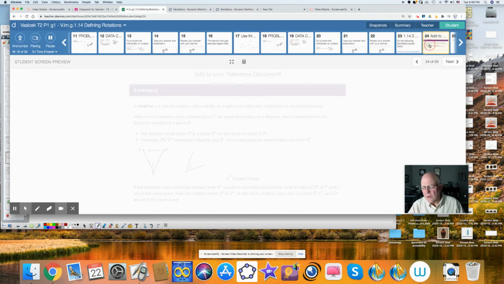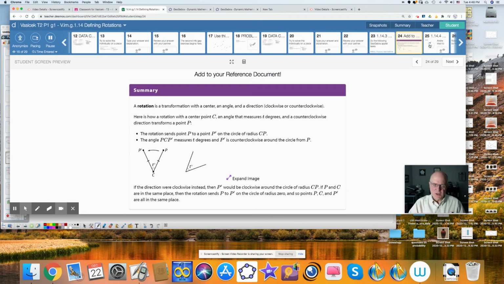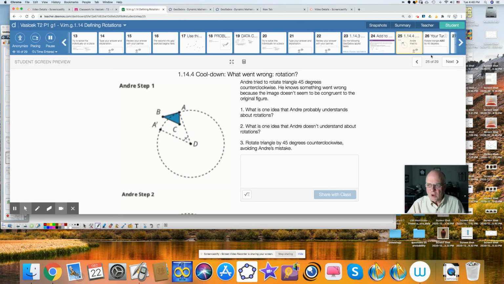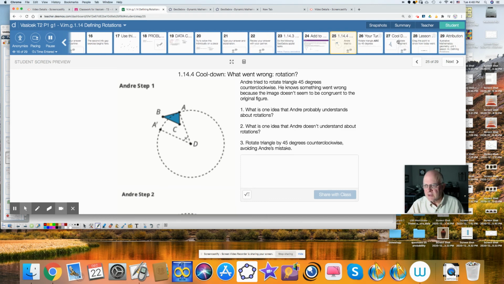Now, the big idea from this lesson is rotation requires a center, an angle, and a direction. Center, degrees, and direction. And you can read the rest of this on your own. Make sure that this makes it to your reference document. You should be recording this in your reference document. If we were in brick and mortar, I would be checking to see that you put this into your reference document. On page 25, through the rest of this is the lesson.